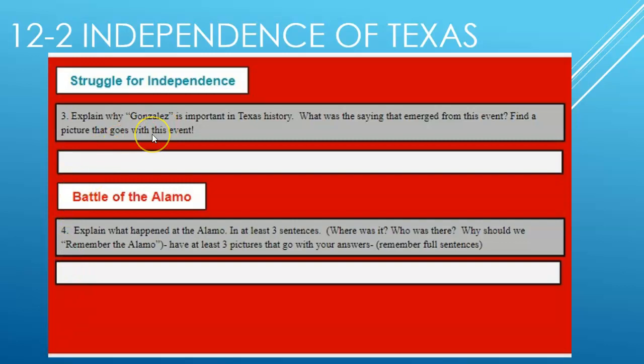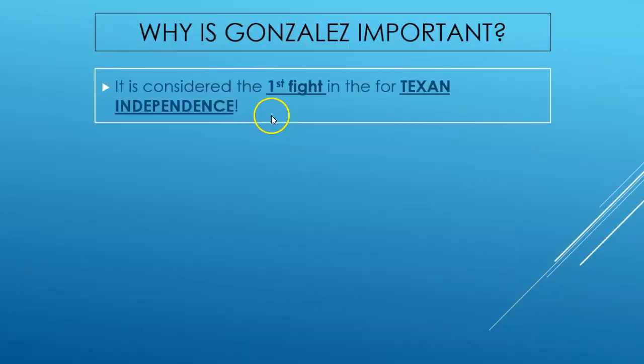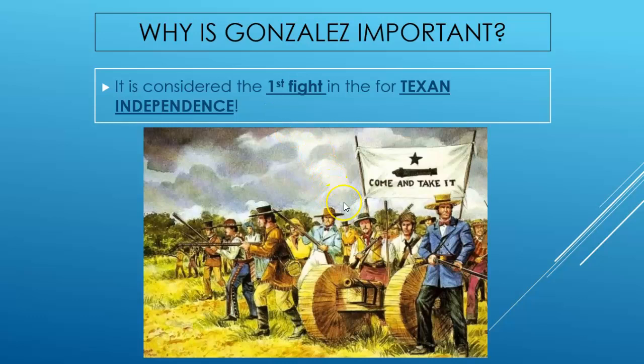So we're going to talk about the importance of Gonzales. Gonzales was that first battle in the Texan independence movement. And the question was, what saying comes from it? And it came from a detachment of Mexican cavalry who went into the town of Gonzales, and they were there to claim a cannon that they had actually left behind to allow the Texans to perhaps ward off Native American tribes.